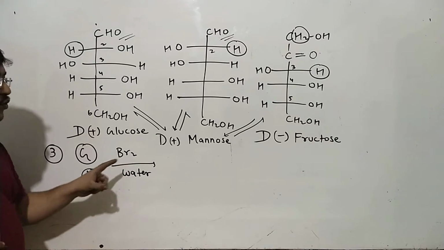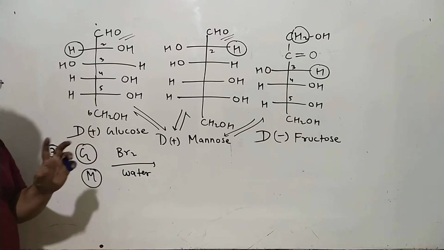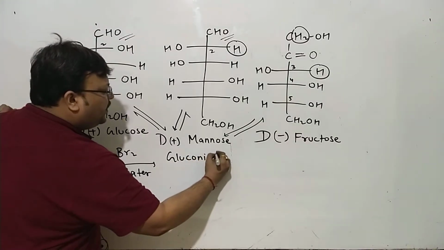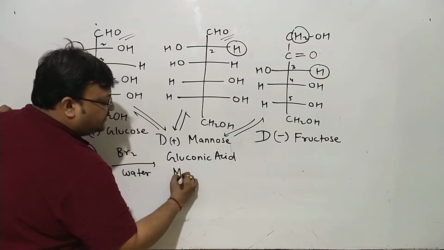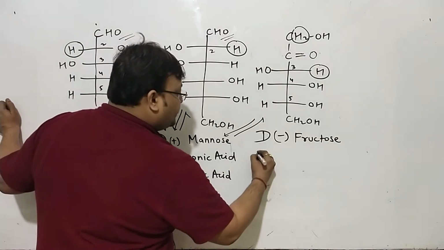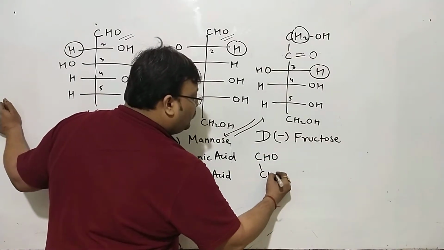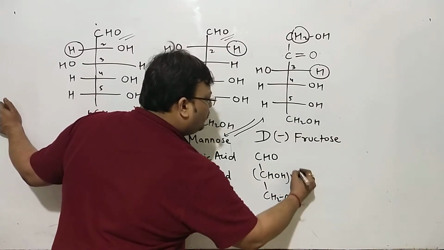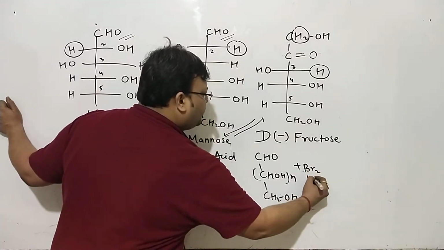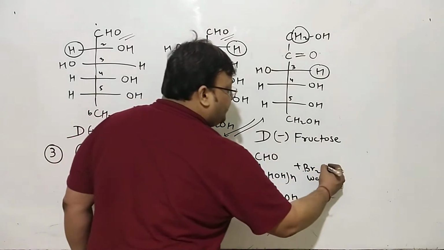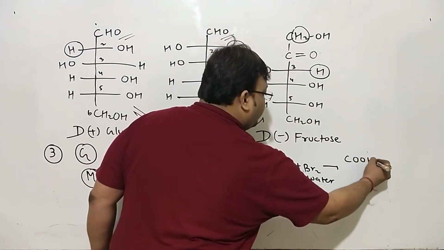Glucose and mannose with bromine water will get oxidized to gluconic acid or mannonic acid. This is what happens. If this is an aldose with bromine water, only this part gets oxidized. So this becomes COOH.